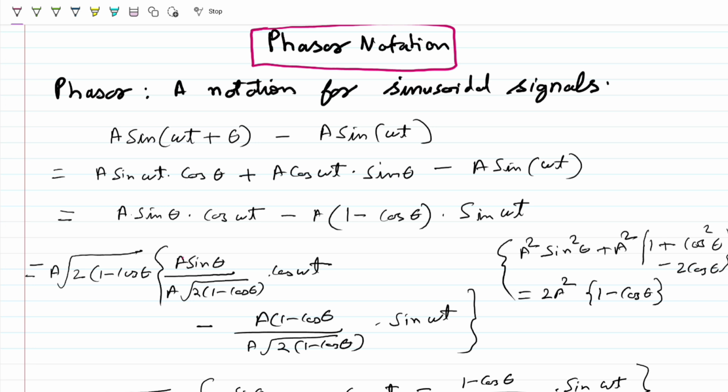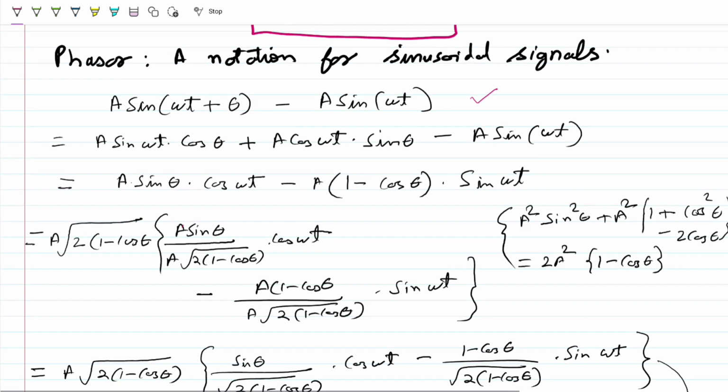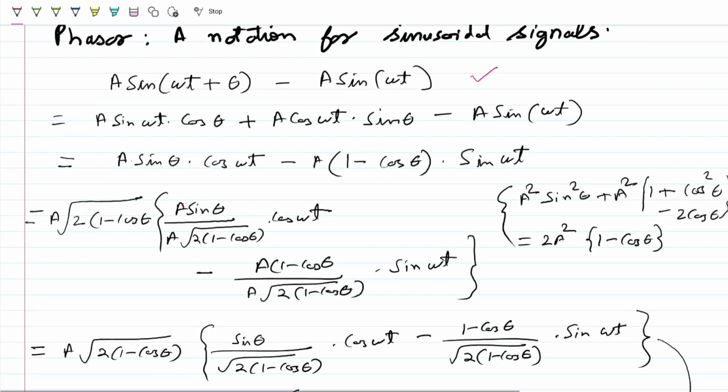To show why a Phasor notation is normally used and how it can simplify calculations, I will start with an example of a trigonometric function that we want to simplify. In this case, we have this waveform, this signal, which is a times sine omega t plus theta minus a times sine of omega t. And we want to simplify this into a more compact trigonometric representation.